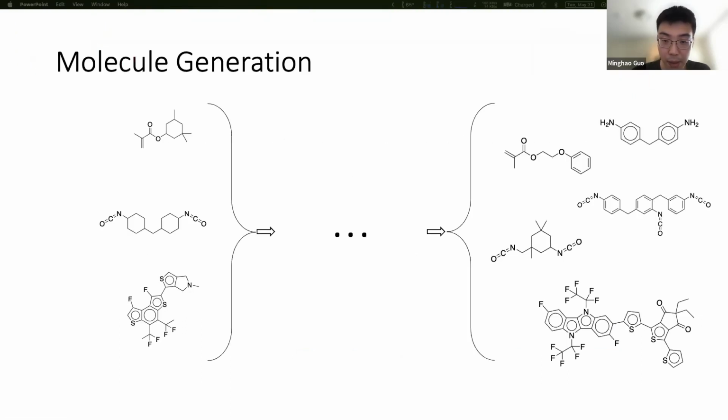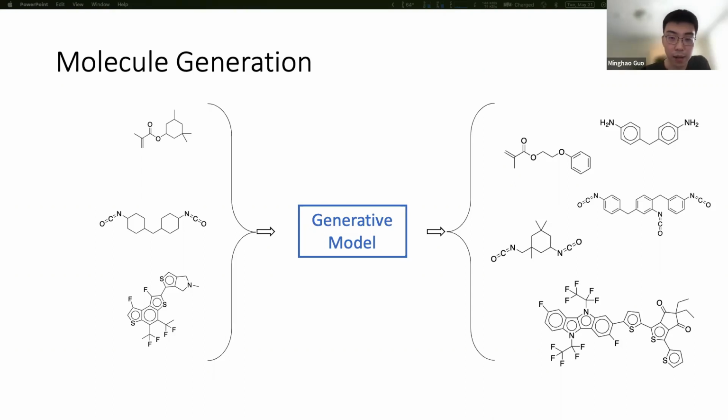The task of molecule generation, as known by many of us, is that given a set of input existing molecules, we want to generate more molecular candidates, usually with more desirable properties. At the core of this is a generative model which cultivates the underlying logic, or the distributions, of how the molecules are generated based on the training data set.